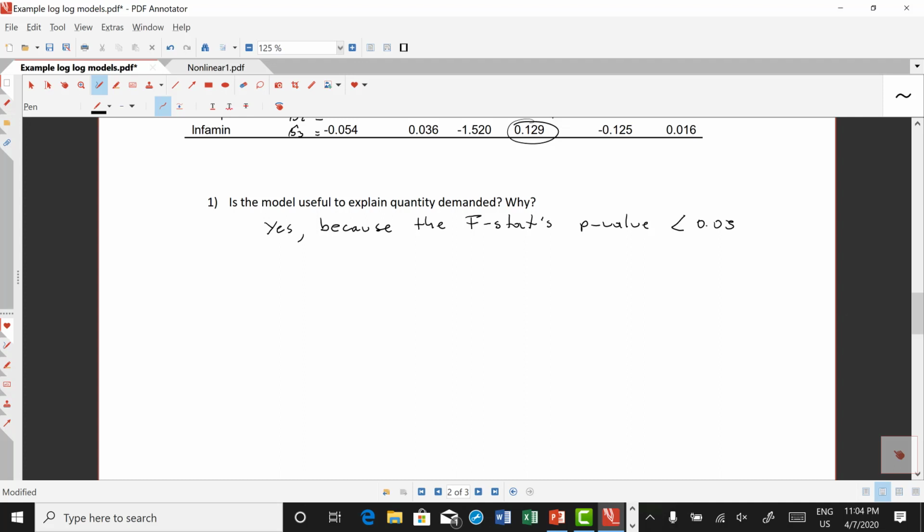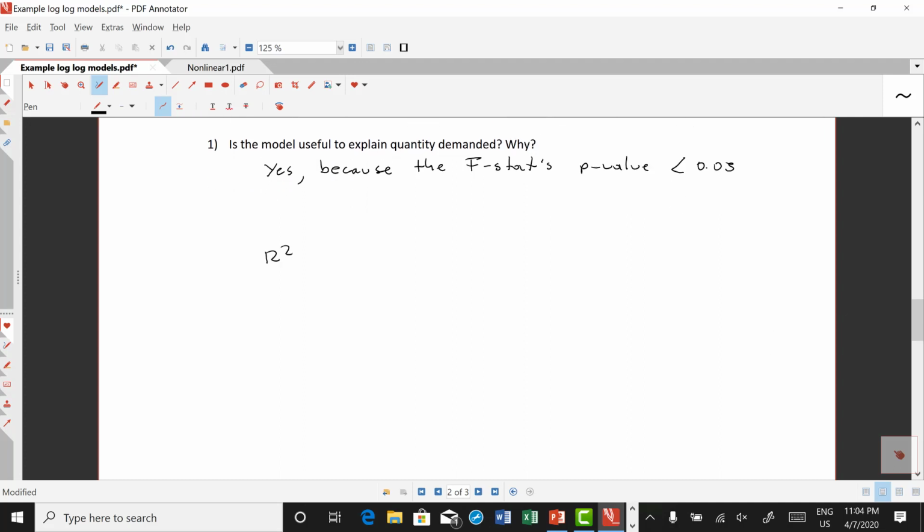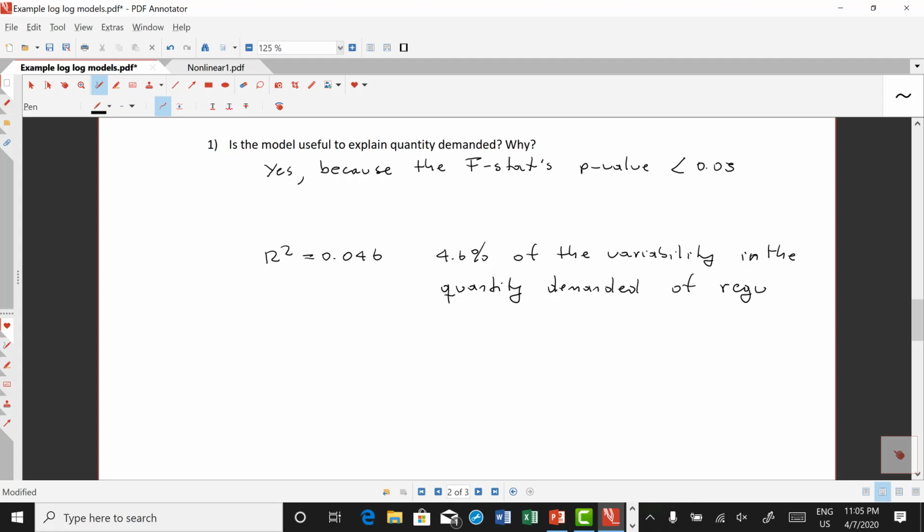Okay, and also, to practice, the R-square is 0.46, and with the model we also know that 46% of the variability in the quantity demanded of regular apples is explained by the model.